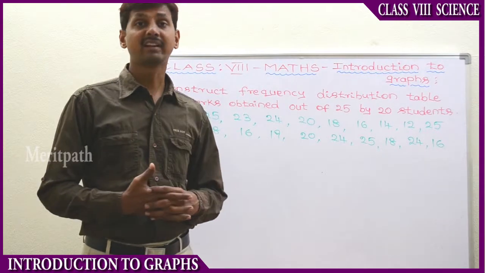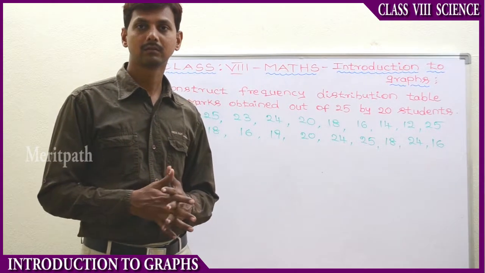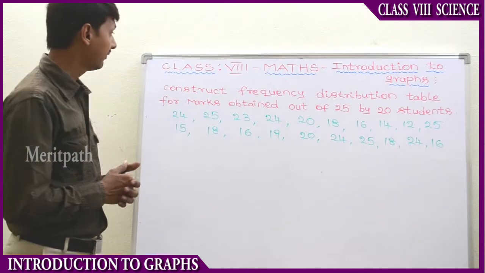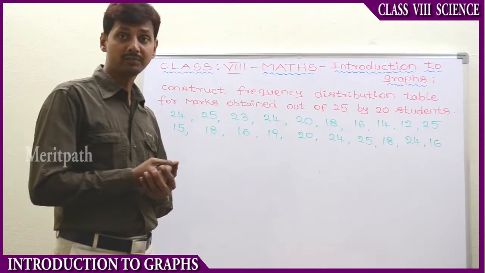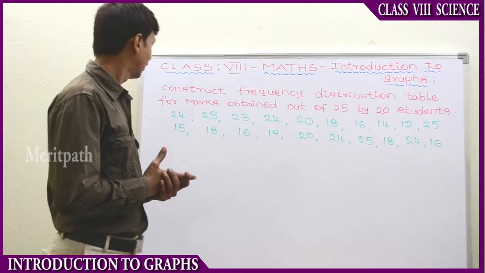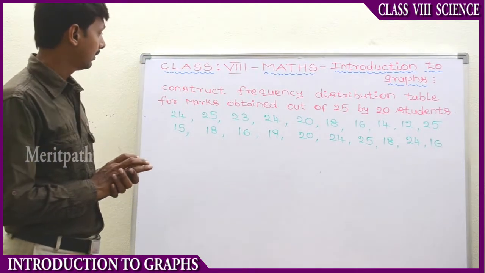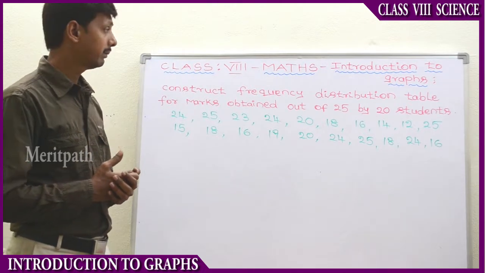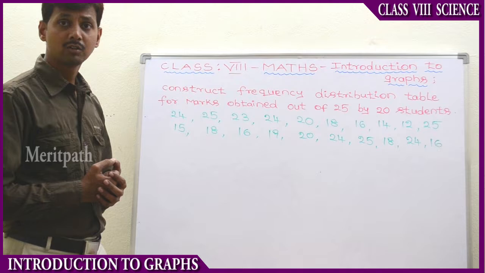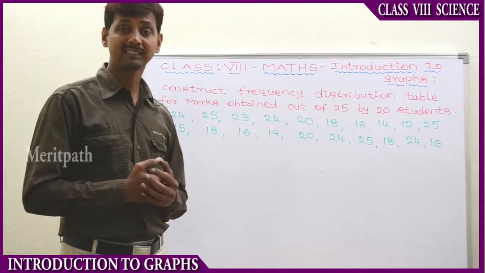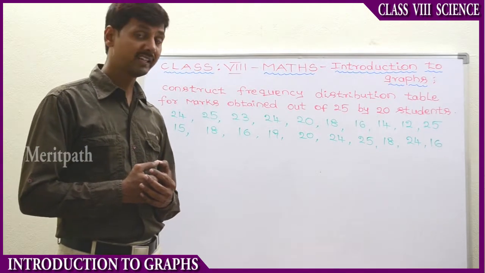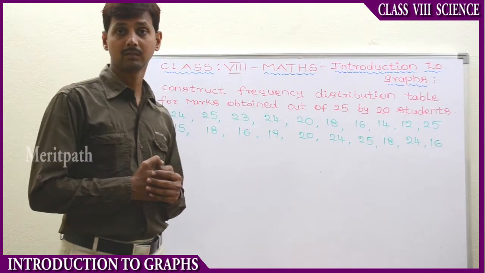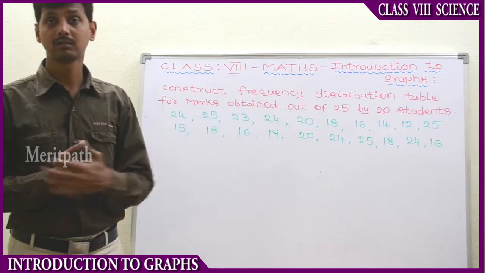Then, to construct a frequency distribution table, we need to have a certain process. We have been given some values here, the data: marks out of 25. Twenty students have written one of the tests out of 25 marks. The marks are given here. These are 20 students' marks.